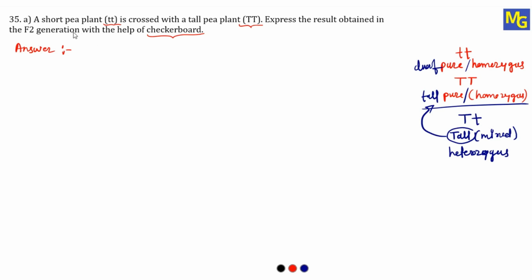Now we have two plants, so I'll write it here. Short pea plant, and then here I will write tall pea plant. These both are pure, both are homozygous. So I write it T and T, capital T and capital T. Done. Now these both plants are different. Remember, this is a different plant.